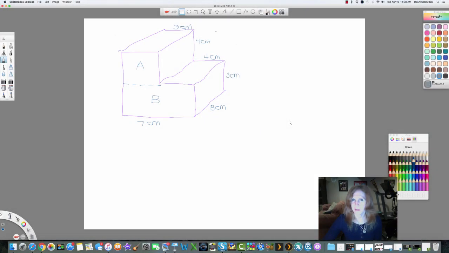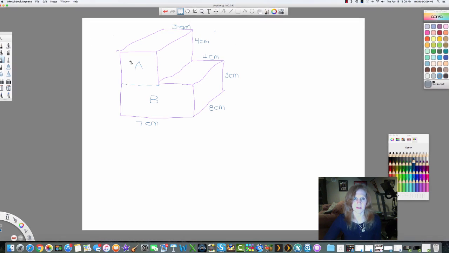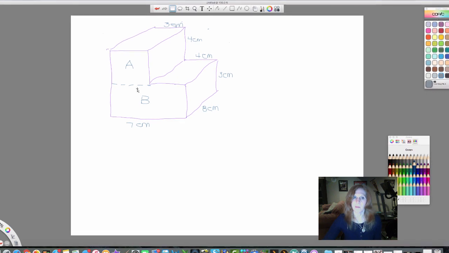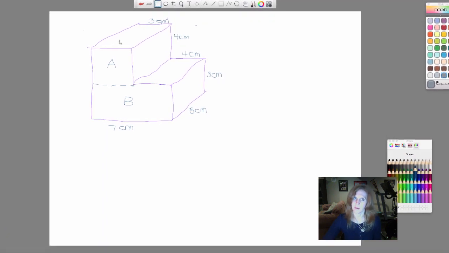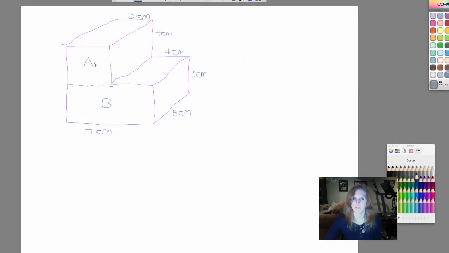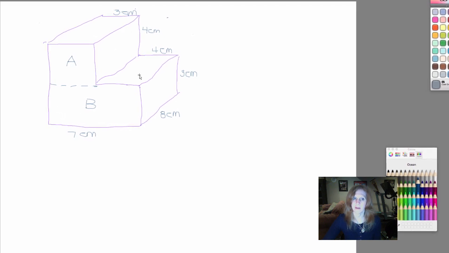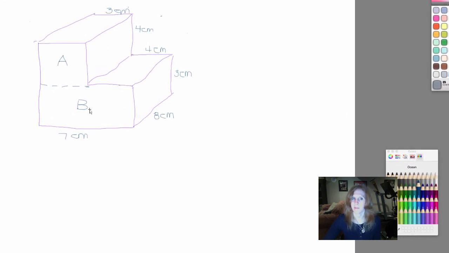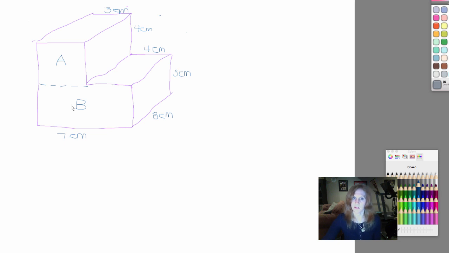So I've drawn the composite figure. It looks kind of like a set of steps so that you can see it. I went ahead and divided it this way. So it's like I'm taking this top step off to find the volume of it. And then I'm going to find the whole volume of the step below it. And you could divide it either way. I could have drawn a dotted line this way and found this volume and this volume separately. It doesn't matter which way you do it as long as you get the same answer, because you figured your length and width and height very carefully.